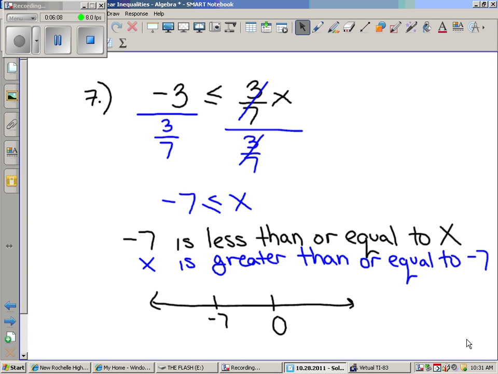Yeah, 1, 2, 3, 4. Where are all those numbers located? Towards the window or towards the wall? Towards the wall. And do we have a filled-in circle or an open circle over negative 7? Closed. Why? Very nice, yeah.